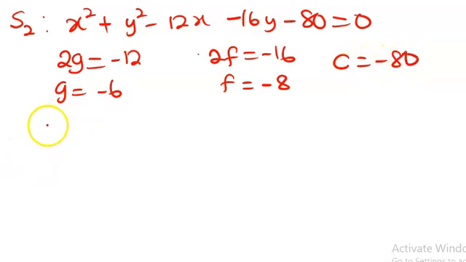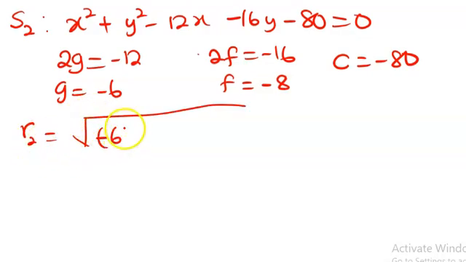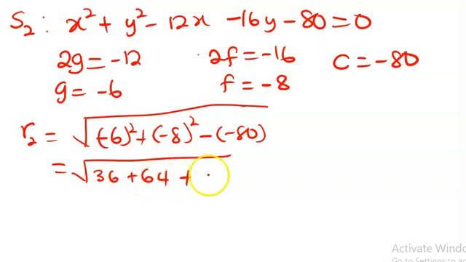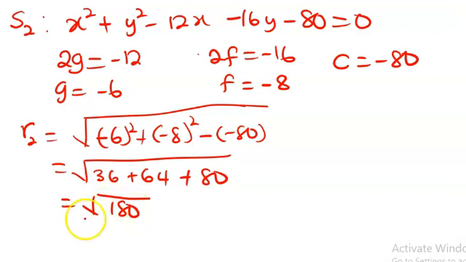So we want to find the radius. The radius now becomes the square root of minus 6 squared plus minus 8 squared minus minus 80. So we have square root of 36 plus 64 plus 80, and this is giving us square root of 180. When we simplify to the lowest form, we are getting 6 root 5.